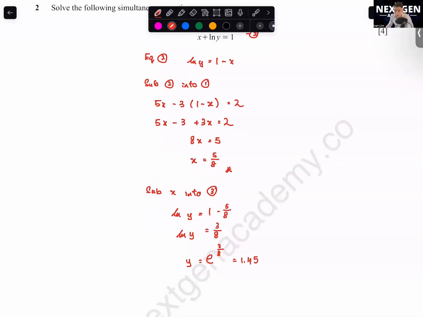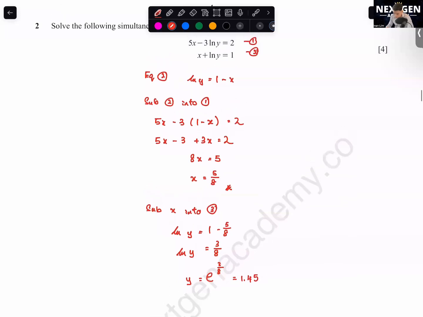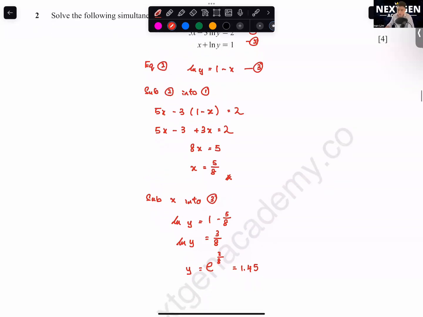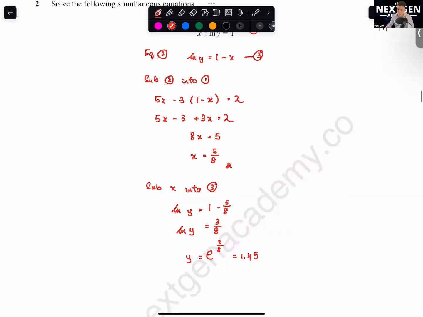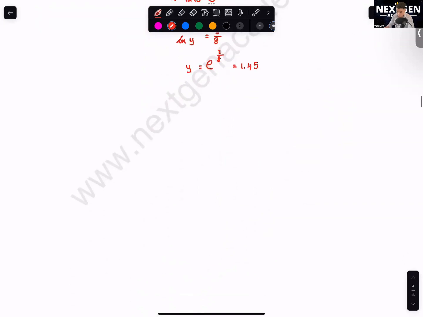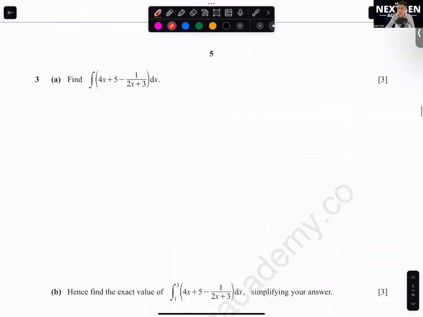I named the third equation as 2. No, this is equation 3. I forgot, right? All right, let's go to question 3. I will send you all this paper later, so that you can look back, and you will get the video also.